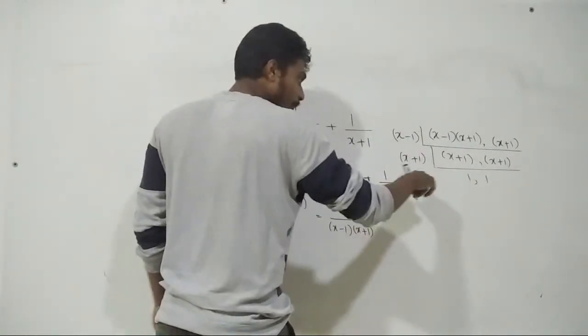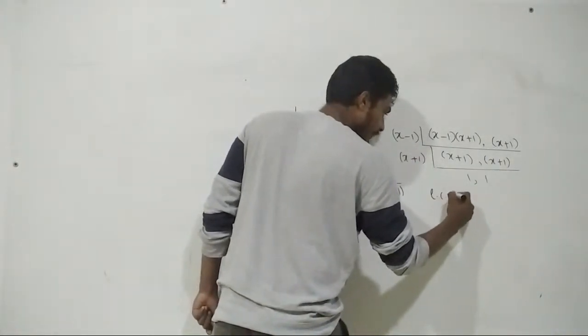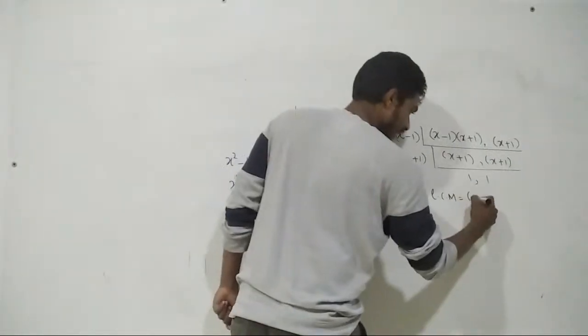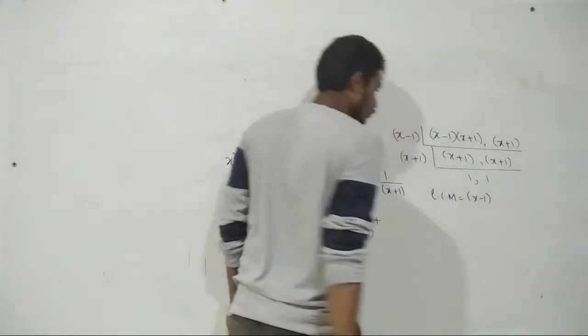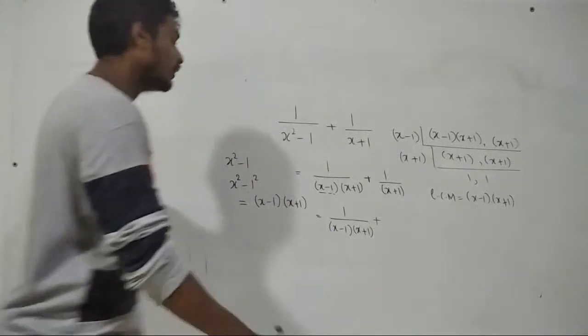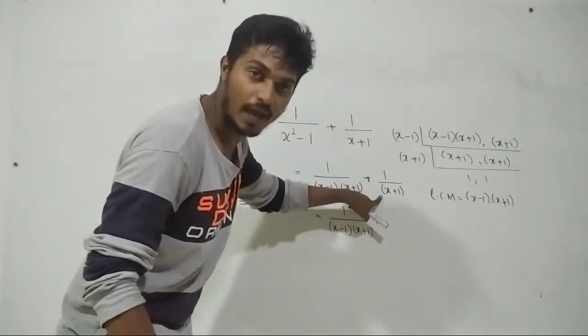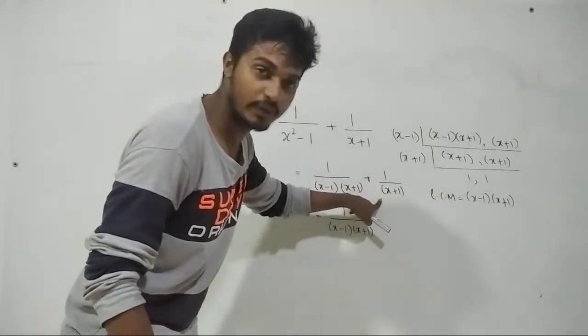Now let's multiply both of them. If you multiply both of them, your LCM is going to be x minus 1 into x plus 1. So guys, 1 over x plus 1 is what we have.